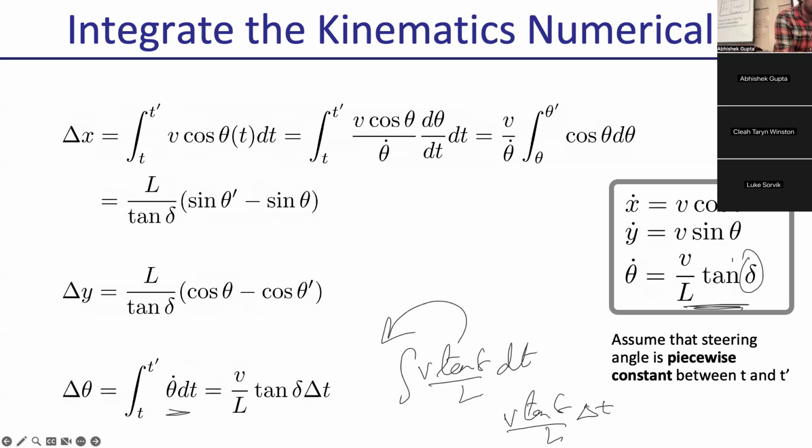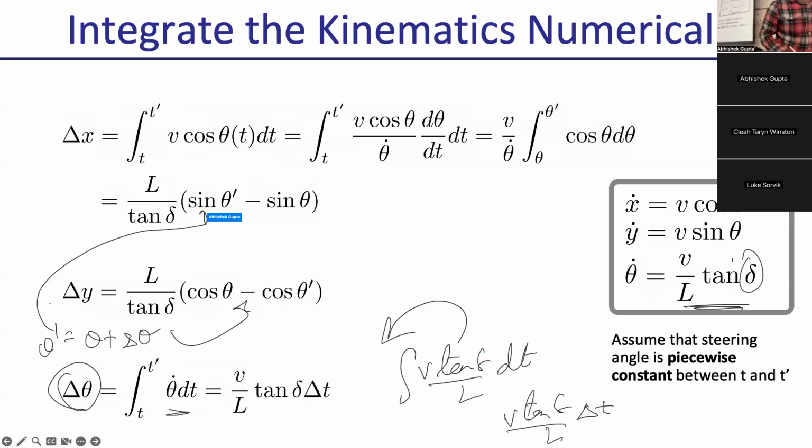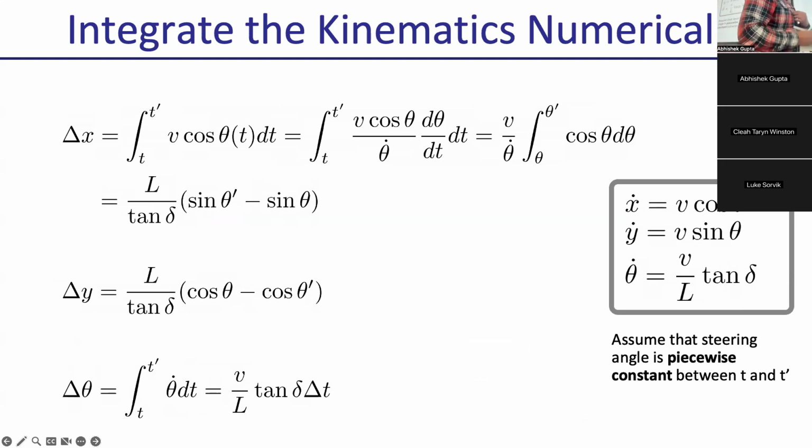And once you know delta theta, you can compute what theta prime is. Theta prime is just theta plus delta theta. And once you know theta prime, you can compute this guy, you can compute this guy. So you don't need to derive this over and over. It's just nice to know how to do it. You want to just convert your integrals into things that are easy to do.